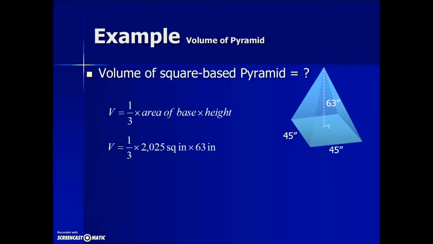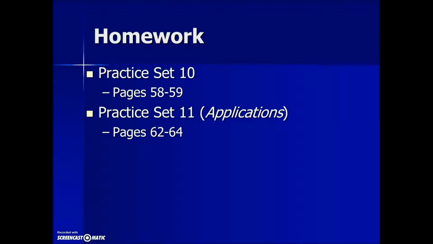Multiplying 63 by the area of the base by 1/3, or dividing by 3, results in a volume of 42,525 inches times inches times inches, cubic inches, for the volume of this square-based pyramid. Problems involving volume can be found in practice set 10 and 11.